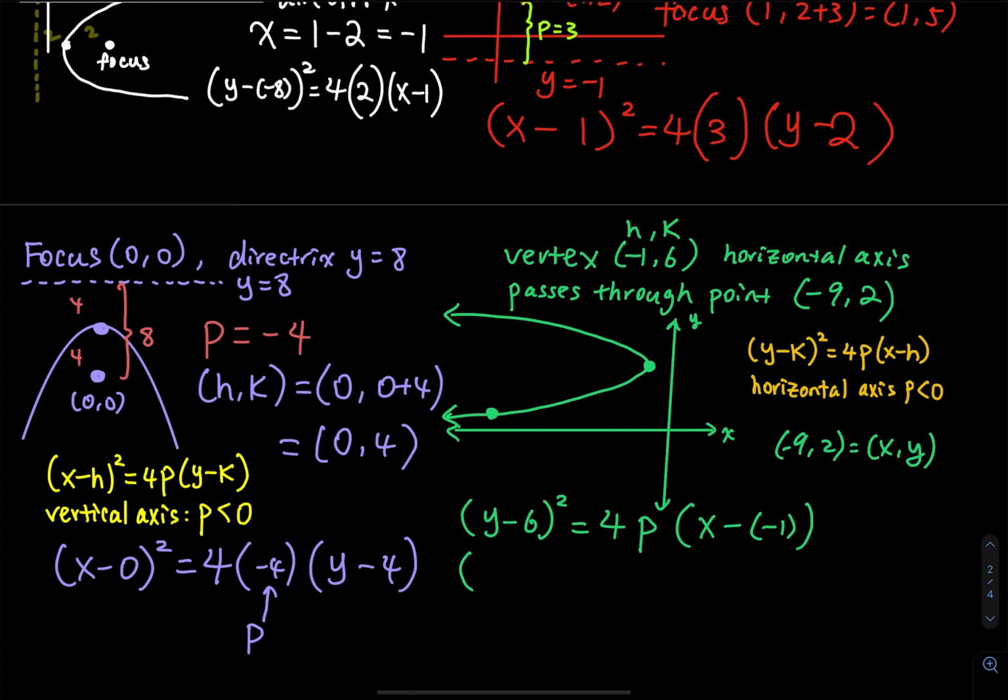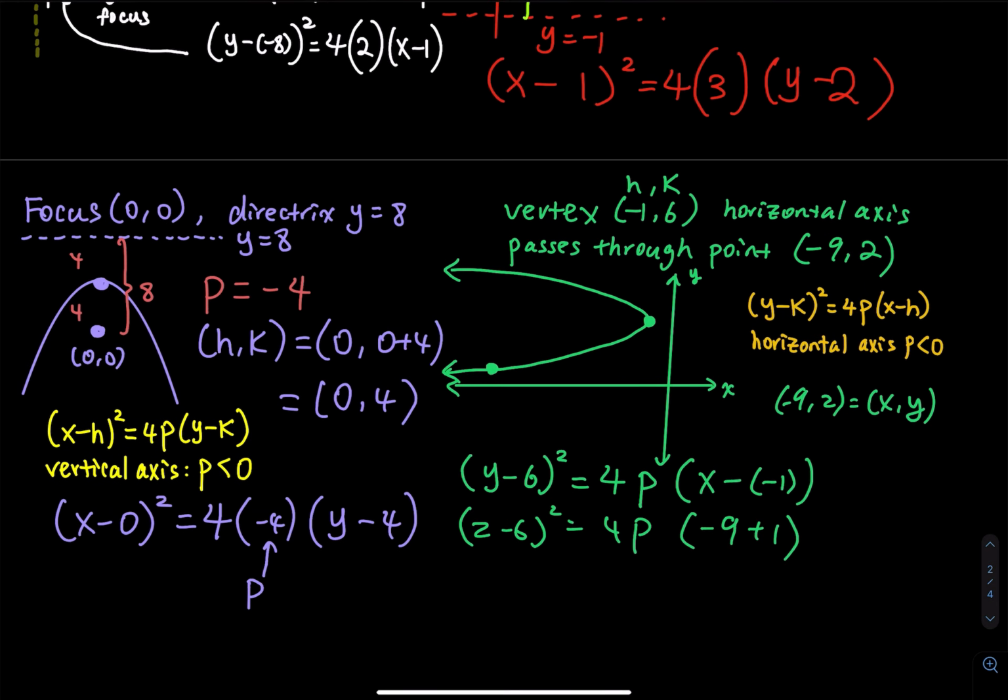Then we have y equals 2. Then we have 2 minus 6 squared equals 4p, and then x plus 1, so -9 plus 1. We can just solve for p. So this is 16, this is -32p. Then p is equal to -1/2.